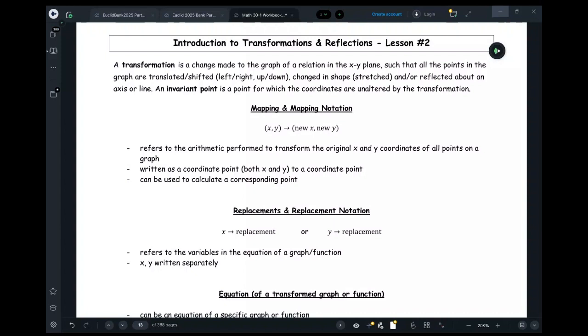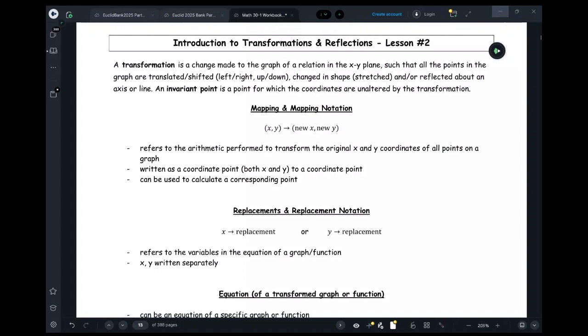Hi, everybody. So, in this lesson here, just like it says here, we're going to look at an introduction to transformations and reflections. This is lesson two. The first lesson was a bit of a review of some preliminary material. So, here we're kind of jumping into the material and getting the course underway.